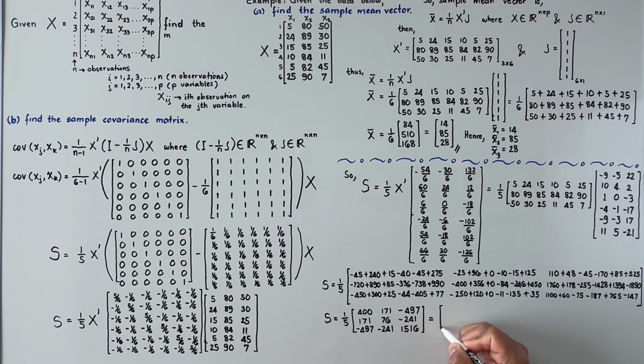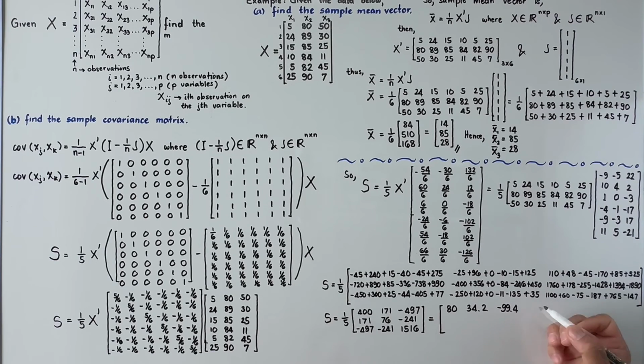So this is equal to 80 because 400 times 1/5 is 80. And then 171 times 1/5, that is 34.2. And then negative 497 times 1/5, that is negative 99.4. And also 171 times 1/5, that is 34.2. And then 76 divided by 5, we have 15.2.